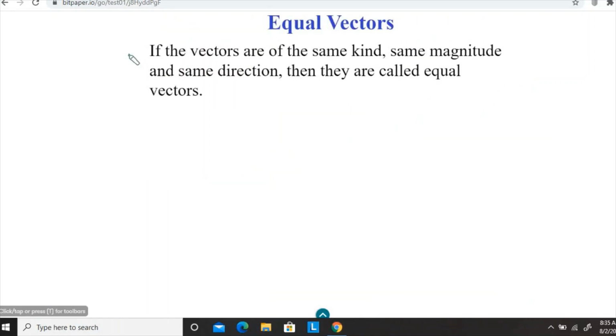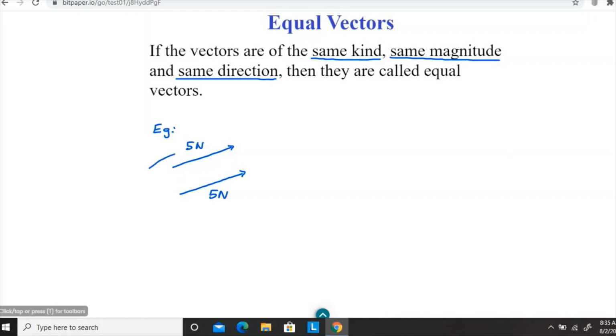Okay, now let's talk about equal vectors. If vectors are of the same kind, they have the same magnitude and the same direction, then we call those vectors equal vectors. For example, let's say we have two 5 Newton forces pointing in the same direction. So 5 newtons is the size. Each vector will have the same length, because 5 newtons represents the size of the vector. They are in the same direction. You can see the arrowheads are pointing in the same direction.